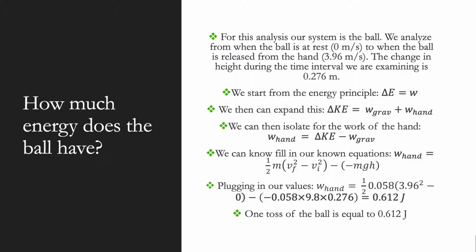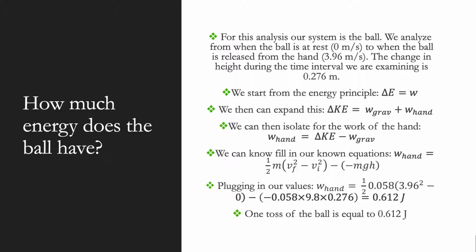So how much energy does the ball have? For this analysis, I analyzed from when the ball was at rest to when the ball was released from my hand at 3.96 meters per second. The change in height during this time interval was 0.276 meters.